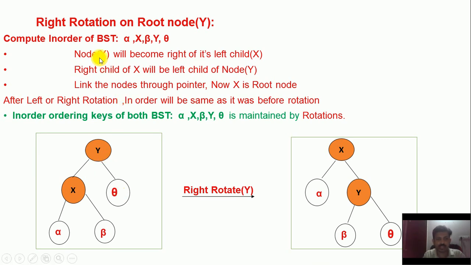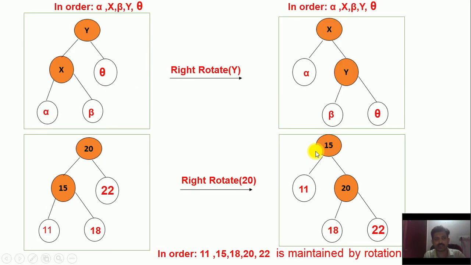So node y will be placed at the right side of its left child x. Then the right child of x, meaning beta, will be the left child of node y, and we will join the connection. We will make x the root node and make connections through pointers. This is the second special case, where we perform right rotation, and this will be our result. We will see this by example.